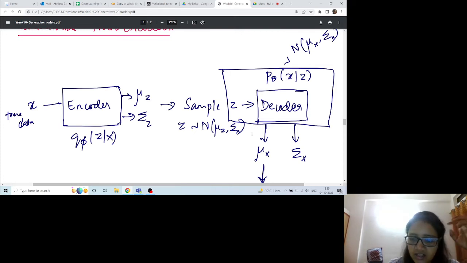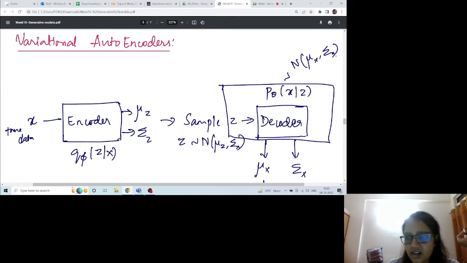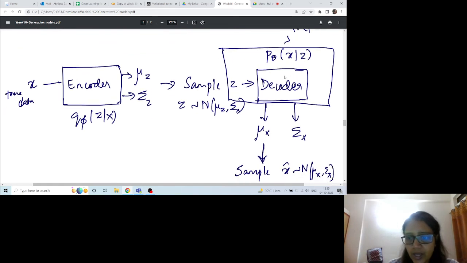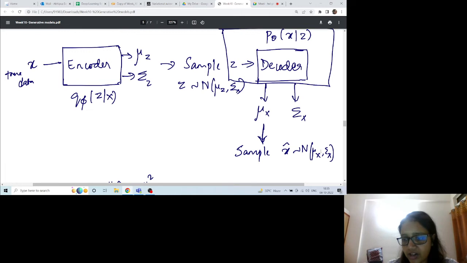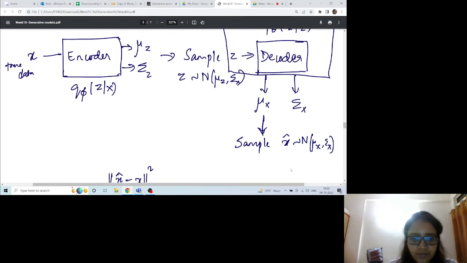Again, the assumption is that this is also a Gaussian with some mean mu x and some covariance sigma x. So you make the decoder predict these two, mean and covariance, just like the encoder. So you get all the details for the Gaussian. Now you have control over the Gaussian and can just sample a new image from here. So that gives rise to your new image.